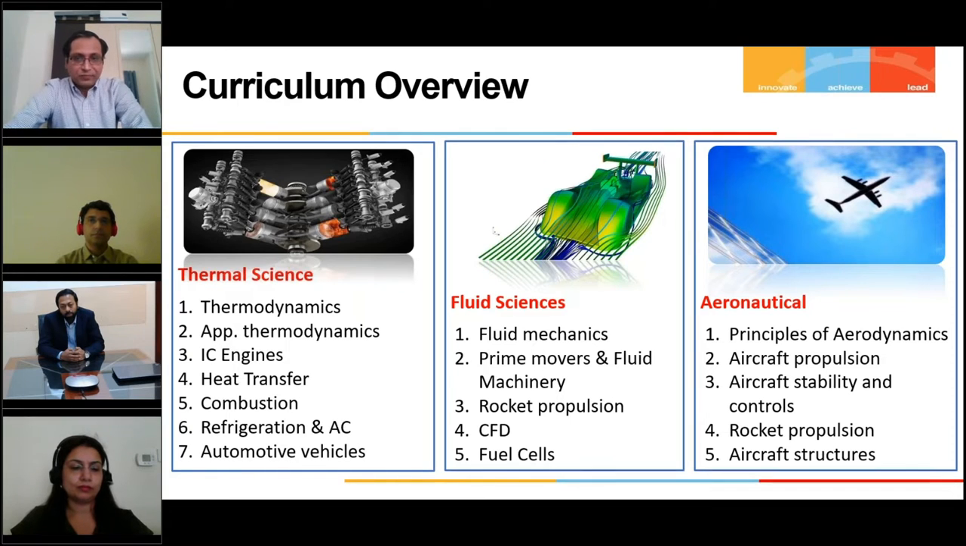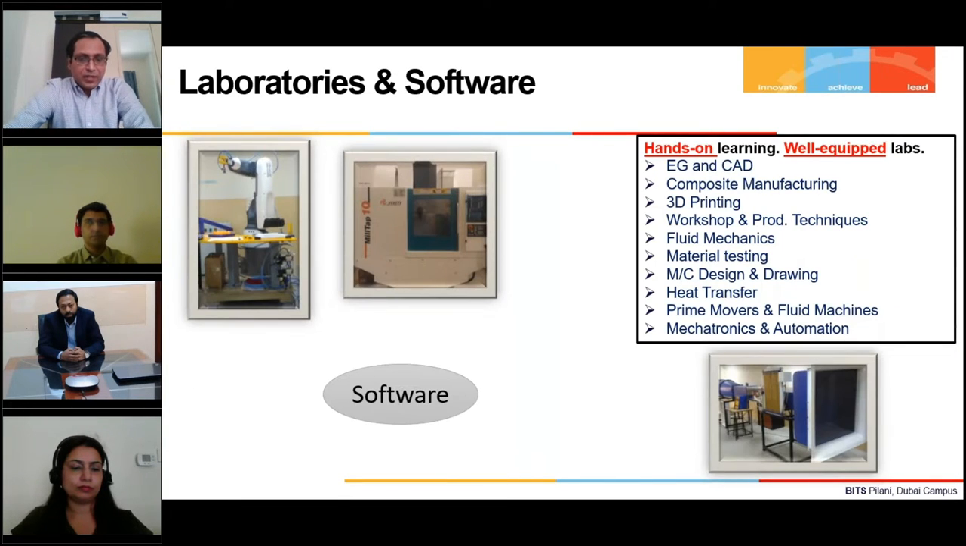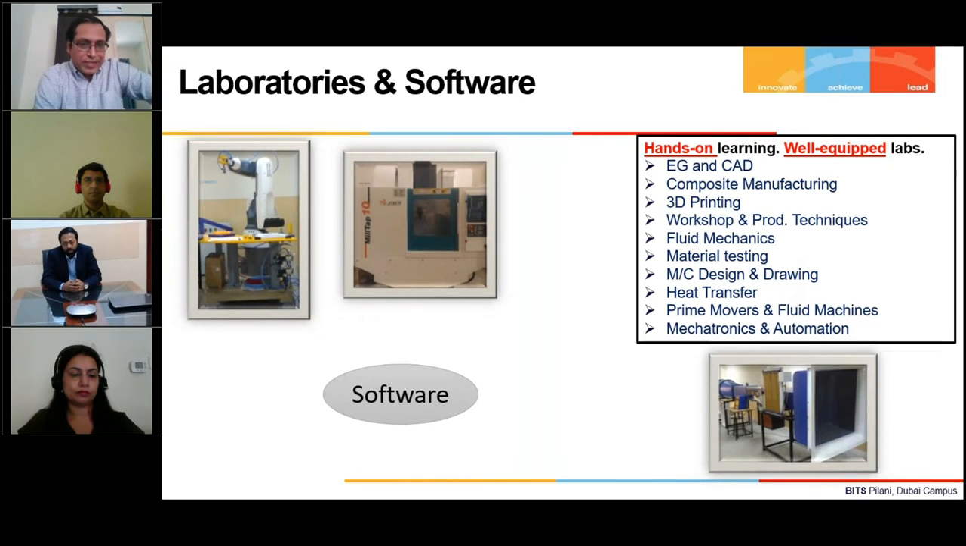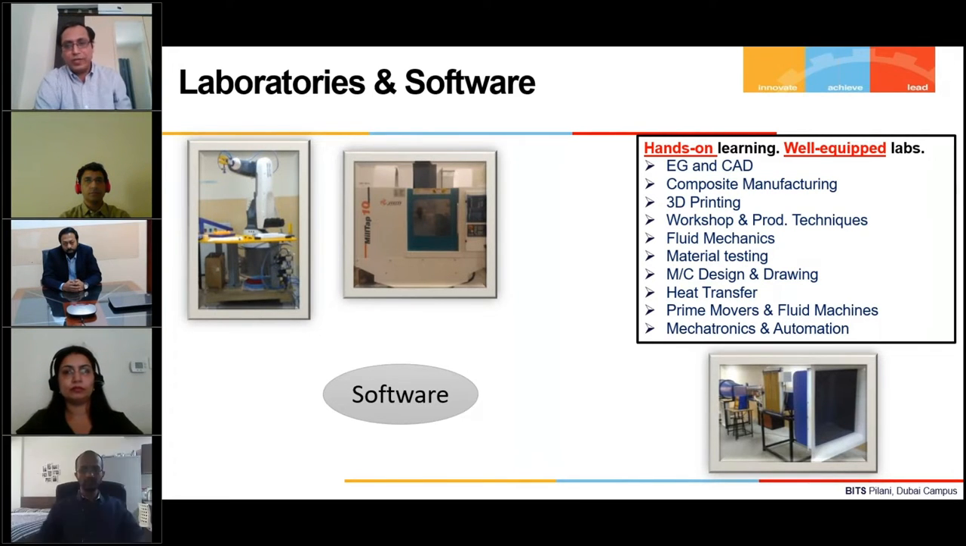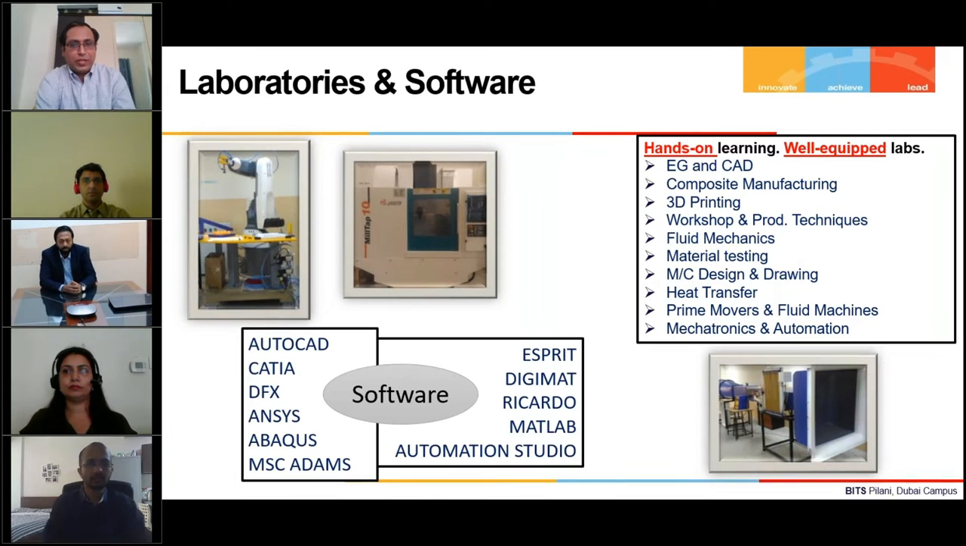So not only do we have core courses and elective courses that a student can choose, giving him the flexibility to pursue what he wants to pursue, we also have well-equipped labs that train the students on the hands-on aspects. So we have engineering graphics and CAD lab, composite manufacturing, 3D printing workshop, and so forth. These are some of the labs that we have right now, ongoing.